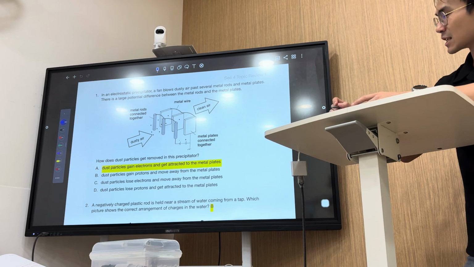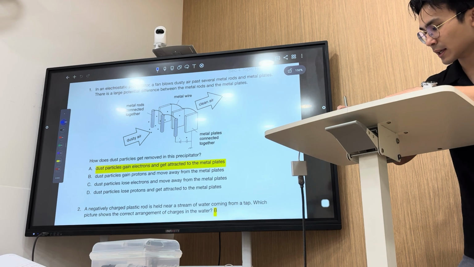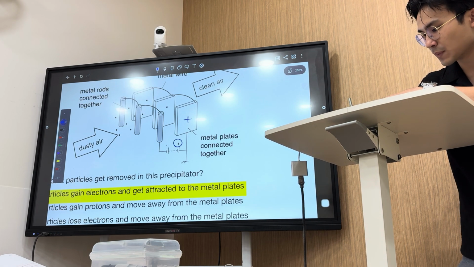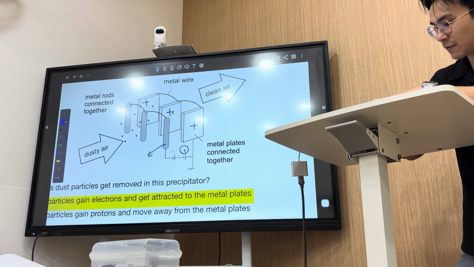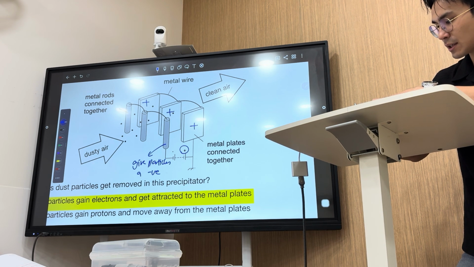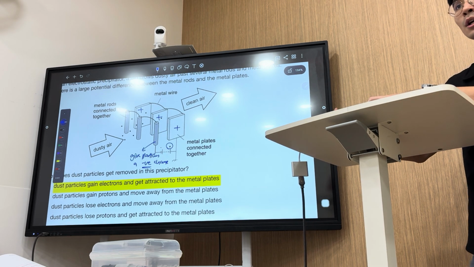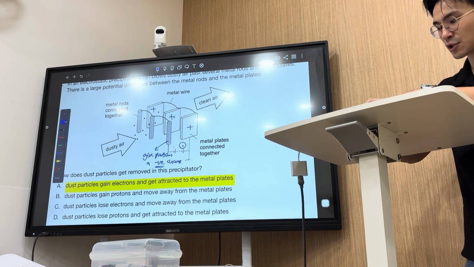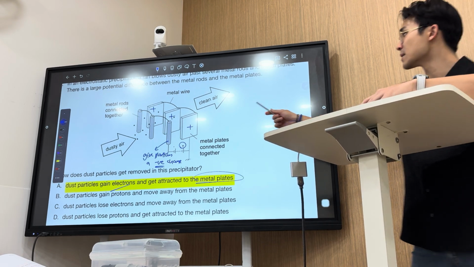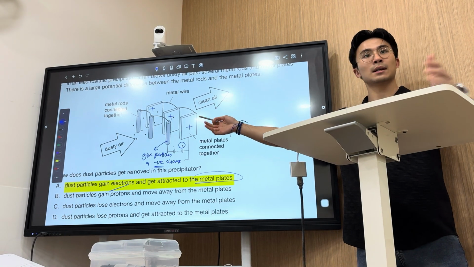Okay, come. In your ESP, your fan blows dusty air. There is a large potential difference. This guy is connected to your positive terminal. These metal rods will give the particles a negative charge. If you paid attention during my static electricity lesson, you will know this is how your ESP works. You have a very strong negative field. So when particles pass through, they gain electrons, and then they get attracted to your metal plate, and hence everything after the metal plate is clean. Or the dirty stuff gets collected on the plate. Are we okay?